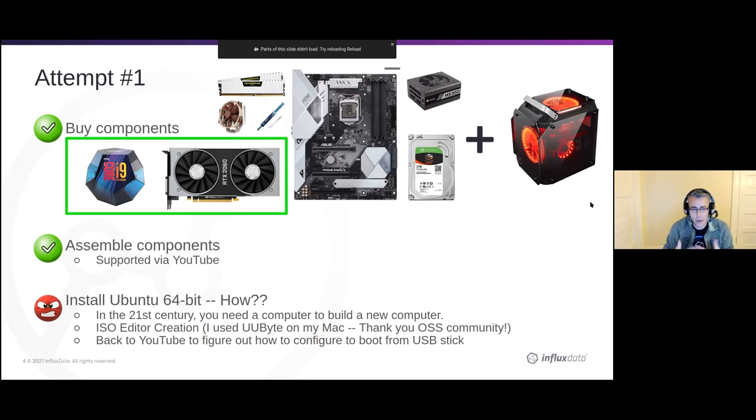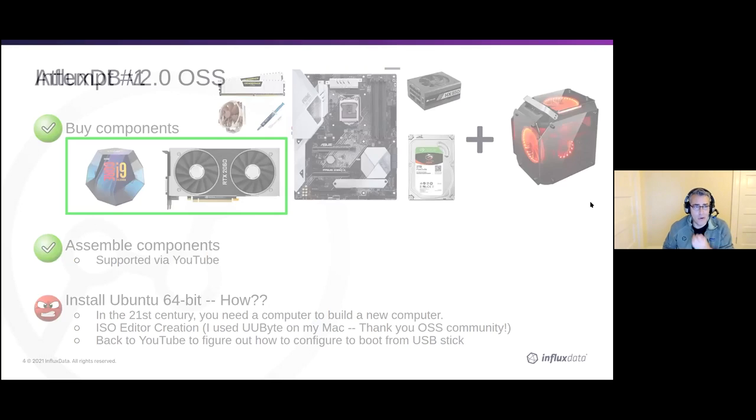And so I went through the process of downloading Ubuntu, creating an ISO image on a USB stick. And again, thanks to the open source community, there's a program called UUByte that I downloaded on my Mac for work, created the ISO editor, and then went back to YouTube to figure out how to make the machine boot from the USB stick. It was a little bit of a frustrating experience figuring all that out, but in the end, we got it all working.